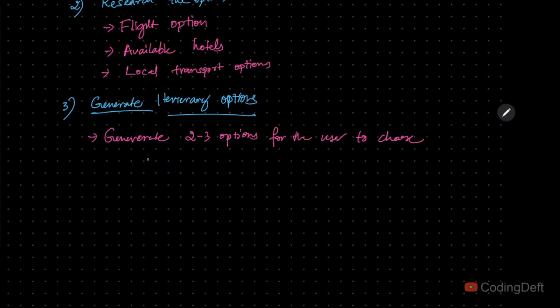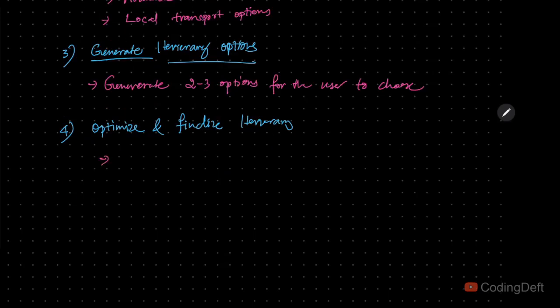Or let us say the user says I like it, I'll go with option 2. Then you can optimize and finalize the itinerary. So you can ask the user if they have any modifications to be made to the selected plan, to incorporate user modifications. Let us say the user says I want to keep the second day afternoon free.